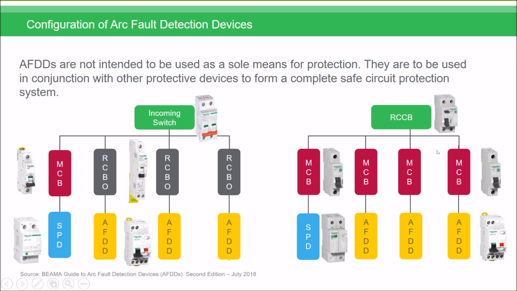And some other typical scenarios that we would probably see in the industry is where you may have a split type distribution board or consumer unit where you may have multiple RCCBs, where you might have a miniature circuit breaker protected upstream with the RCCB and the arc fault detection device further downstream. And again, we've shown you there that you've got your surge protection device giving you the protection at that point as well.